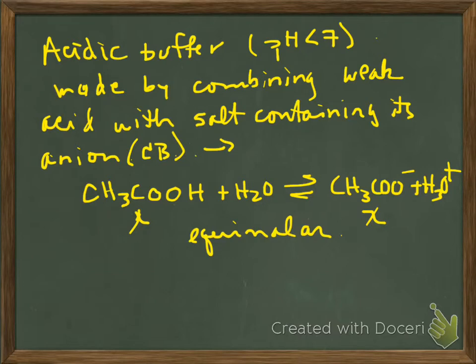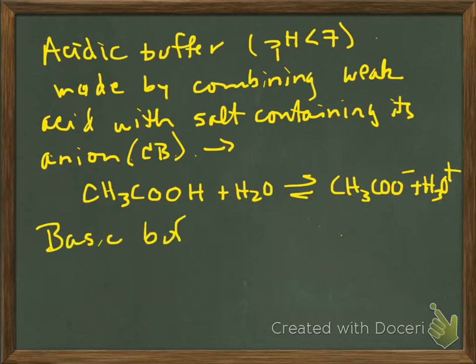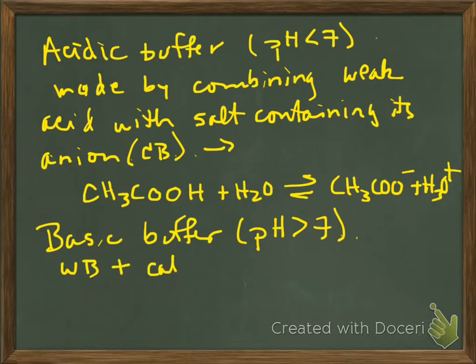Okay. Basic buffer, very similar. Your pH is going to be greater than 7, and you're going to make this by making a solution of a weak base plus its cation. Okay, and again, equal molar is typically how buffer solutions are made. Okay, and the idea is you want to set up that equilibrium back and forth.